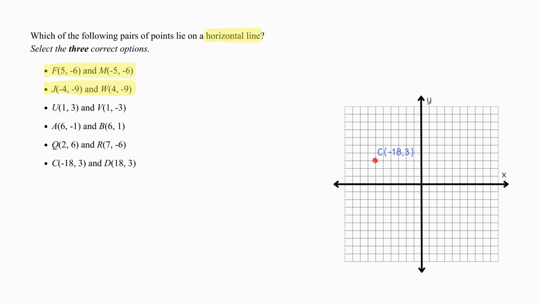C(-18, 3) and D(18, 3). Both y values are 3. This is a horizontal line. So the three pairs that lie on a horizontal line are F and M, C and D, J and W.